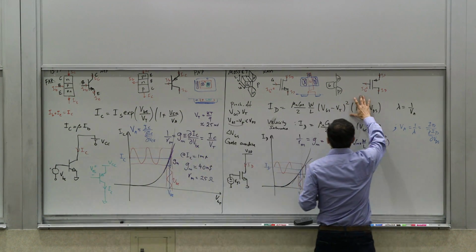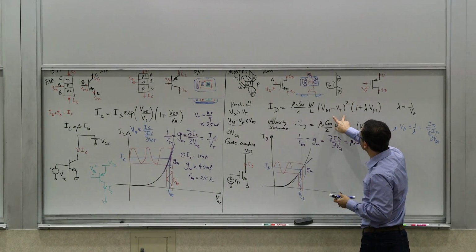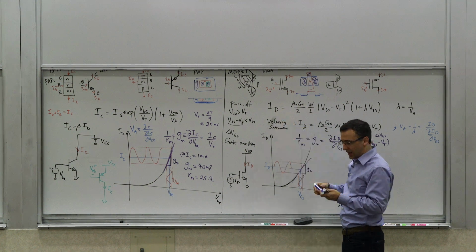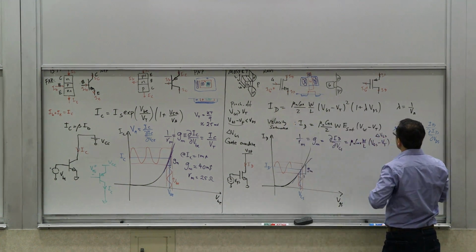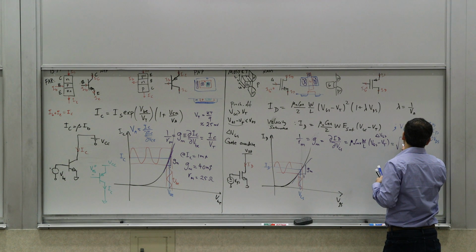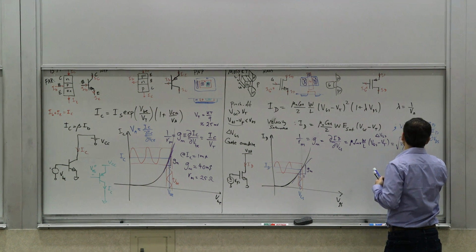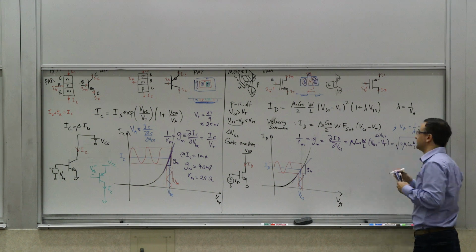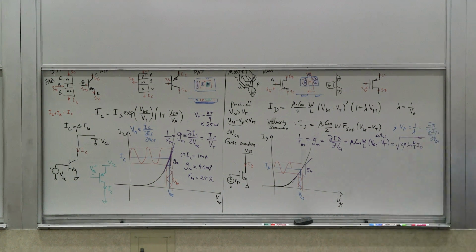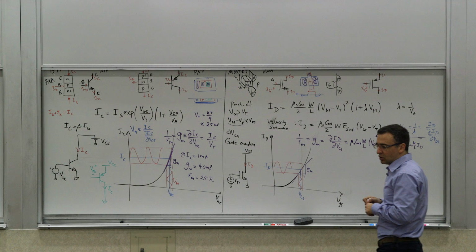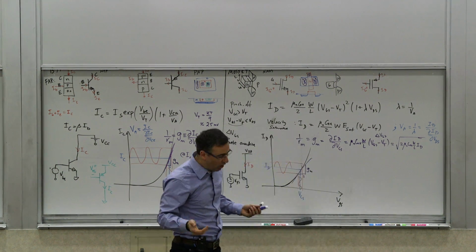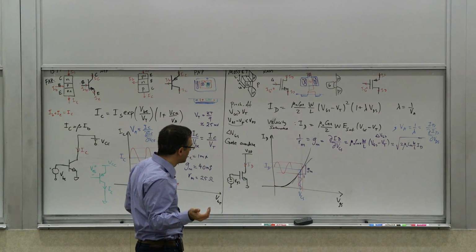Again, if you ignore that one, you can solve for delta VGS from this in terms of ID and plug it in. And when you do that, it's very straightforward to see. It becomes the square root of 2 mu n C ox W over L ID. So that's the long channel transconductance.